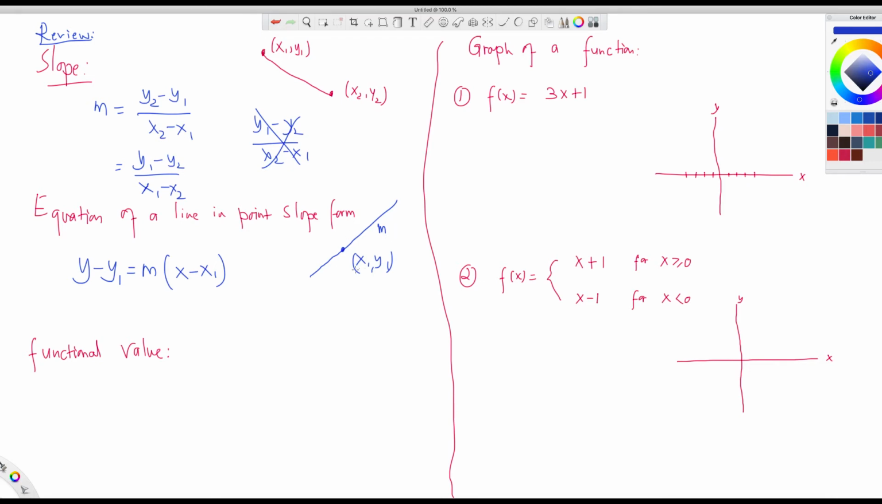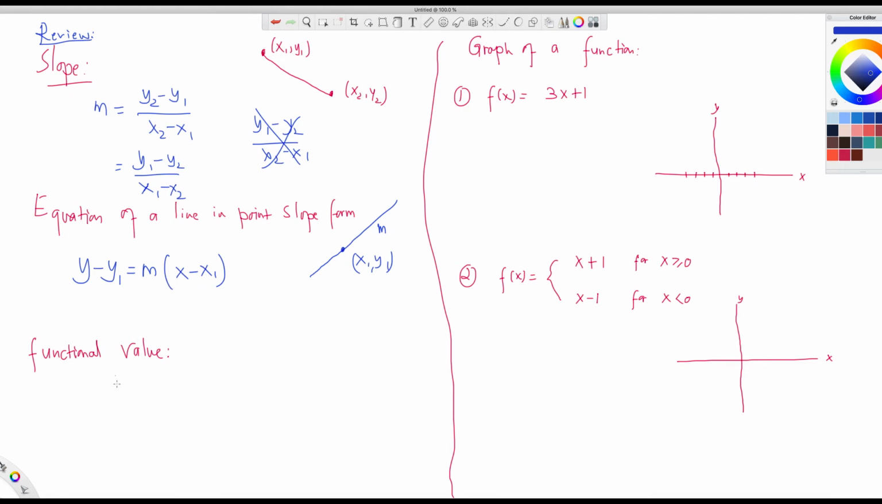And if these three things, a point, x and y value, and the slope m are given, then the formula to find the equation of this line is y minus y1 equals m times x minus x1. You will plug in y1, m, and x1, and then you will have just x and y and some constant left, okay? So that will be the equation of the line.